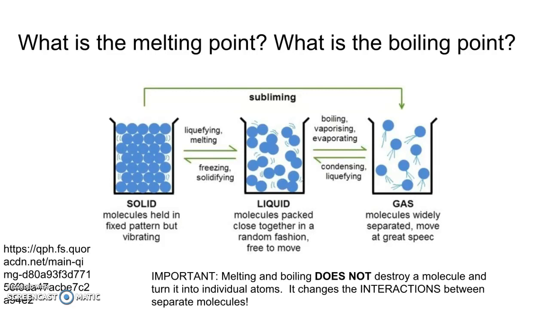Then when we're talking about a gas, remember the boiling point is the temperature at which a liquid turns into a gas. They're completely separated. They can move at a very high speed. Please be aware, melting and boiling does not destroy a molecule and turn it into individual atoms. It changes the interactions between separate molecules. In fact, it usually destroys those interactions between the separate molecules. Just important to keep that in mind when we're thinking about the boiling point and melting point.